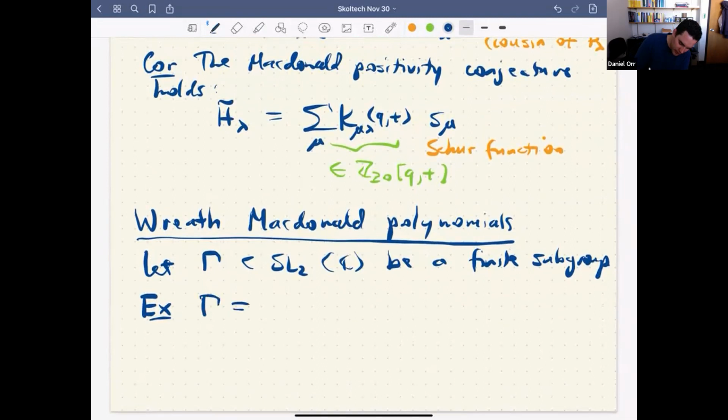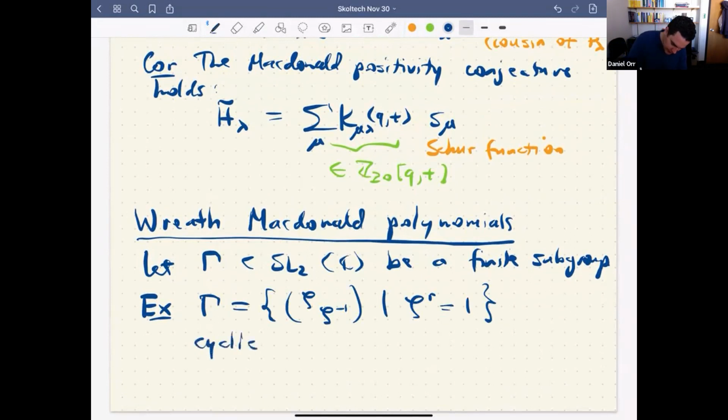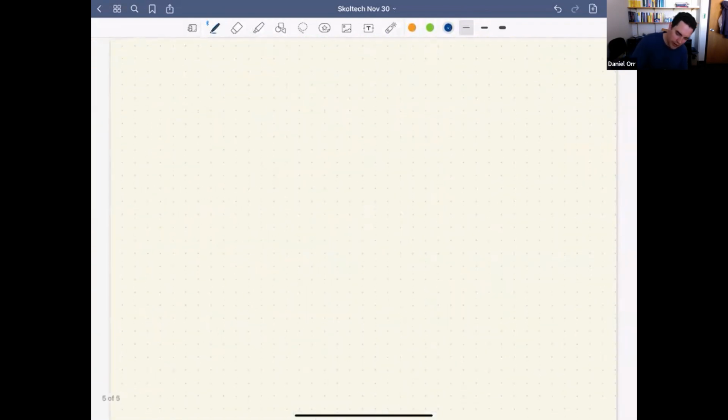So gamma is the set of all diagonal matrices in SL2(C) with entries zeta and zeta inverse, where zeta to the R is one. So zeta is an Rth root of unity. And so this is a cyclic group of order R greater than or equal to one. This is the main case where things are known, and later I'll assume for the rest of the talk, not quite yet, that gamma is cyclic.